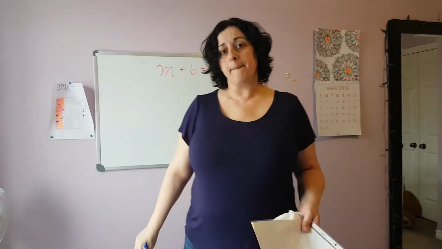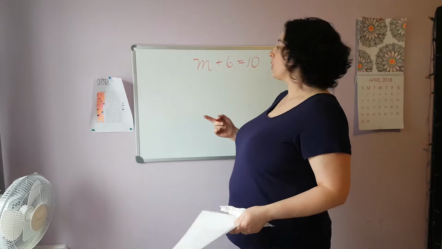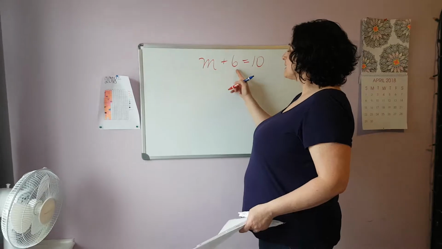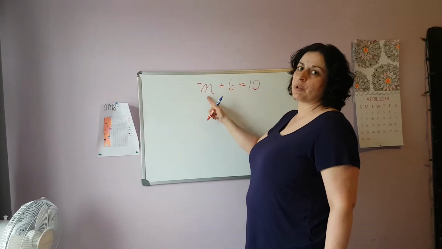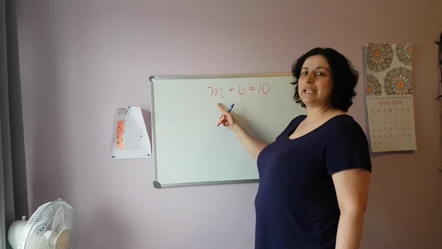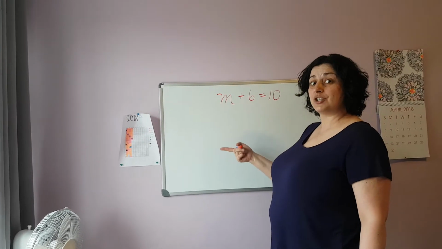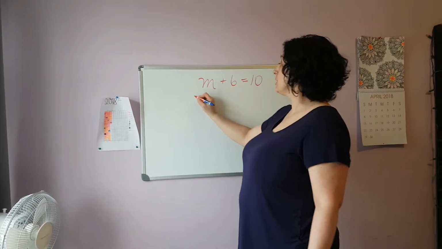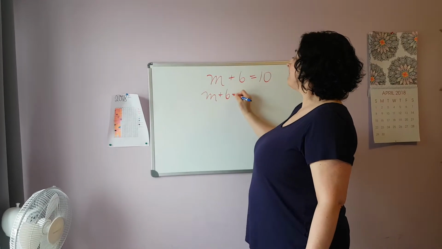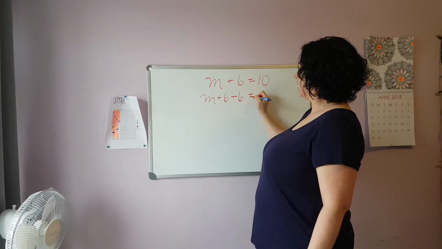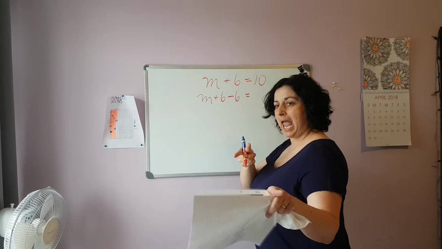Let's press pause and try it. All right, let's check your work. I've got M plus 6. I need to isolate the variable. I need to get that letter by itself. I need to detach it from the plus 6. How do I undo addition? I undo addition with subtraction. So M plus 6 minus 6. Line up my equal signs.